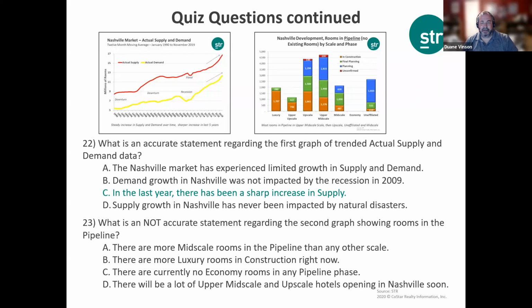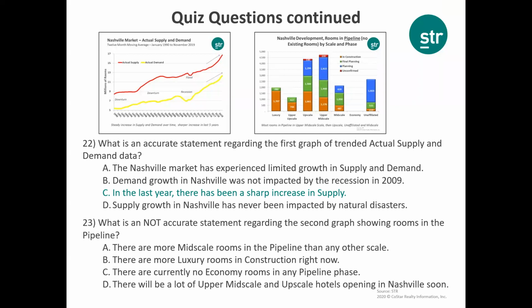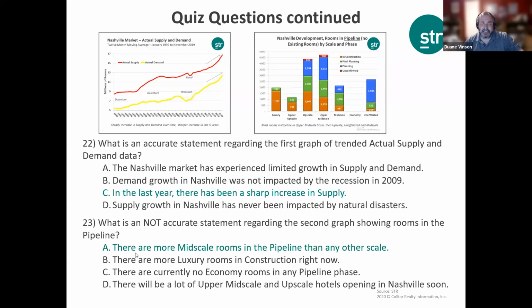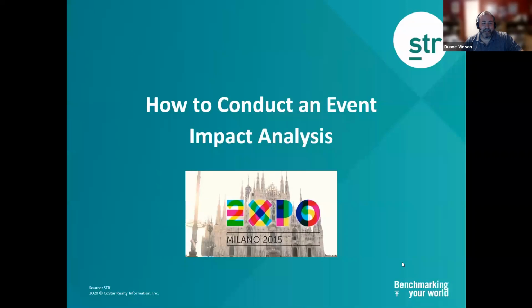What do we think? Anyone venturing a guess here? Correct answer is A. Says there are more mid-scale rooms in the pipeline than any other scale. Well, we can see mid-scale rooms right here. Definitely not more than any other scale segment, right? So that would not be accurate. A is our answer there.